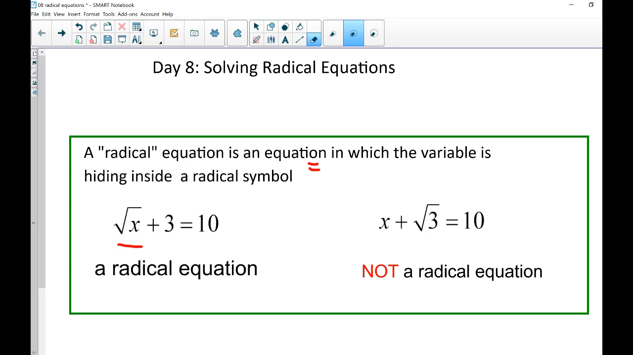A radical equation is an equation which contains an equal sign, and there's going to be a variable hiding out under the radical sign. So this left-hand side equation is a radical equation. We notice the variable is under the square root sign. The equation to the right is not a radical equation because although there's a radical in it, the variable is not under the radical sign.